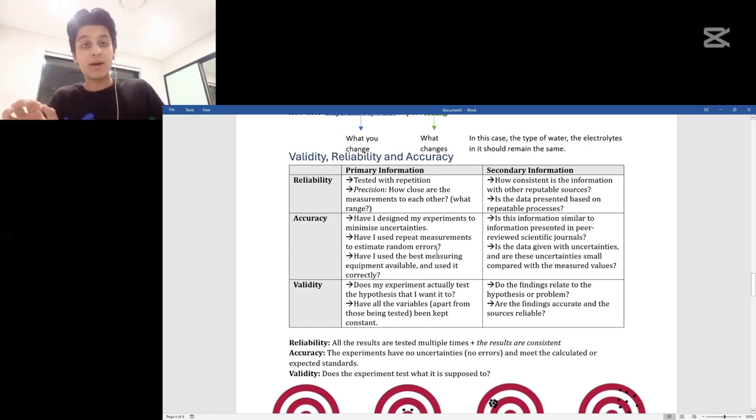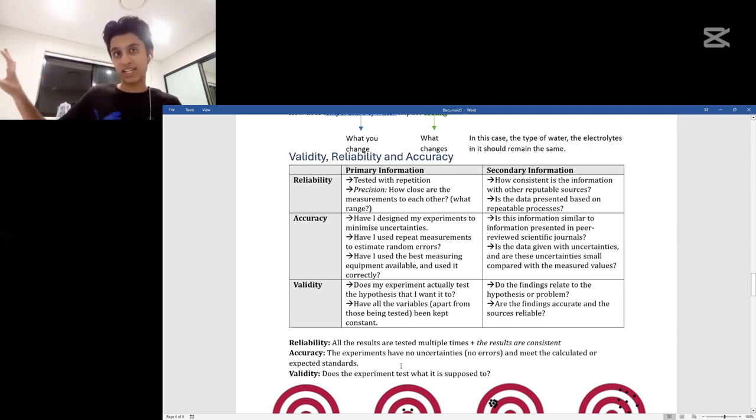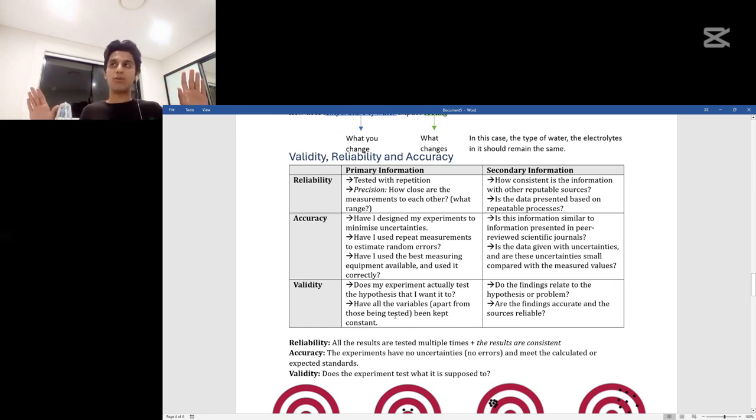And so in accuracy, I want to make sure that my scale is not messed up. I've done enough trials with my scale to make sure that there are no errors or anything. Random errors, then no random errors. If there's a systematic error, that's the first thing that you should get rid of. Make sure there's no random errors. And have I used the best measuring equipment available and used it correctly?